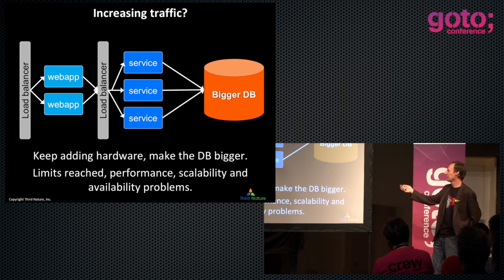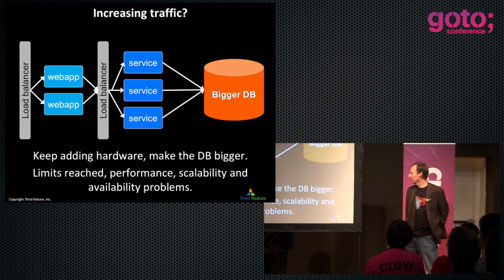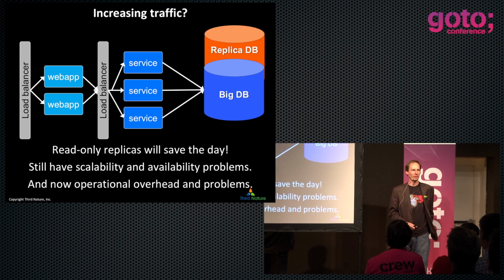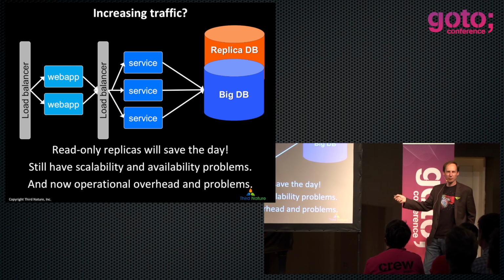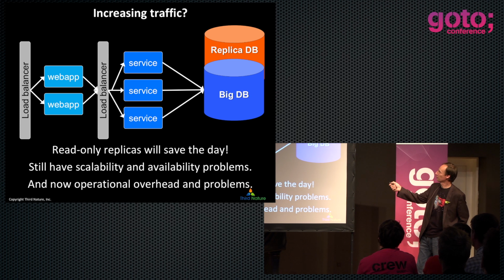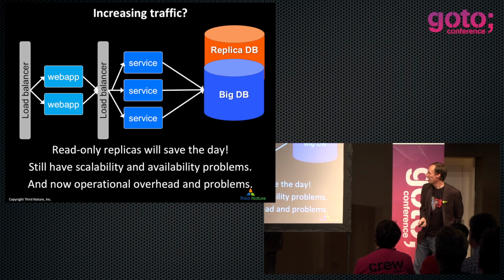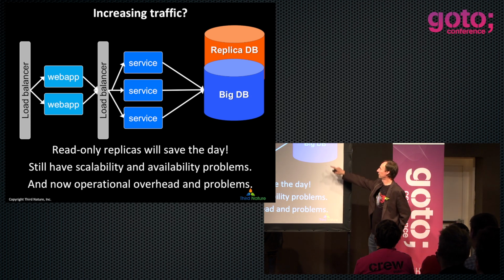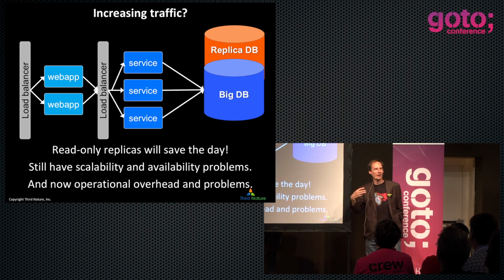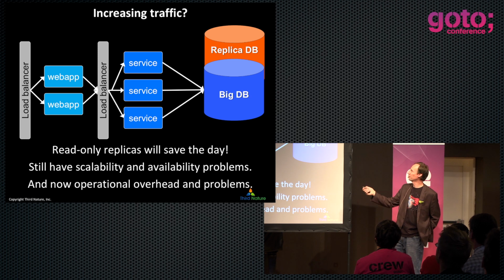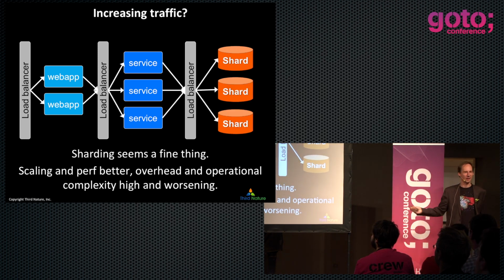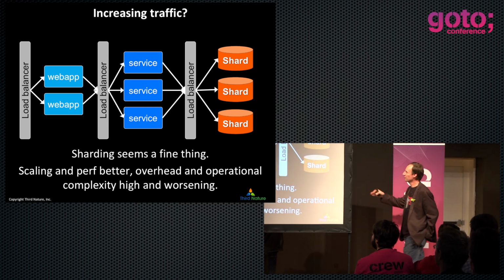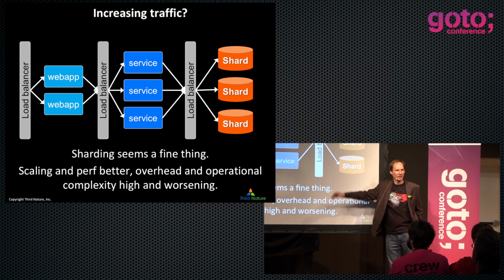You keep making it bigger, and you eventually say, okay, fine, we're going to do a replica. So now you can maybe read out of this thing and only isolate writes to here, or just split and load balance. And read-only replicas are great, except that now I've got to get data that's going into here from there, and now I've got a possible consistency problem where if I write a transaction into here and read it from there, I have a problem. So let's shard the data. Because if we shard the data, then it matches the rest of the architecture.